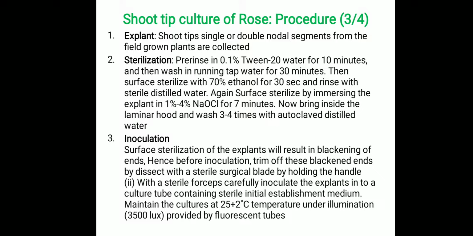Now we will see the procedures to perform micropropagation using shoot tips and nodes in micropropagation of roses. The explants, shoot tips, and single or double nodal segments from the field grown plants are collected. In addition, nodal segments are also collected. When we select nodes, make sure at least 0.5 cm of stem is present on both sides of the node.